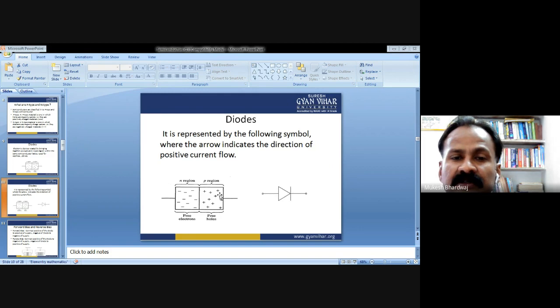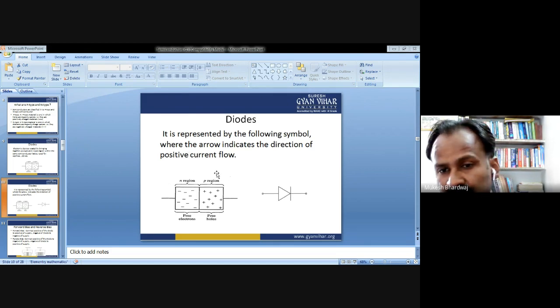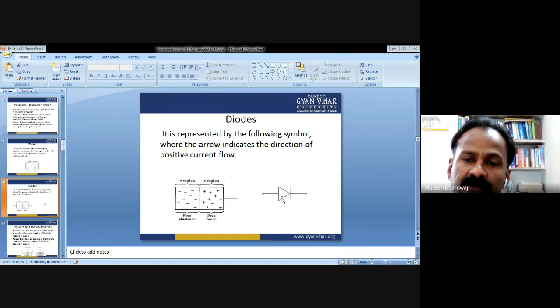So this is the symbolic representation of a diode. A triangle, a line is drawn in front of the point, and two terminals are shown. Instead of using this diagram, we are going to represent it in a symbolic form like this, and this symbol is used worldwide for representing the diode. The arrow indicates the direction of the positive current flow, where the top, that is the pointed end, shows the direction of positive current flow.